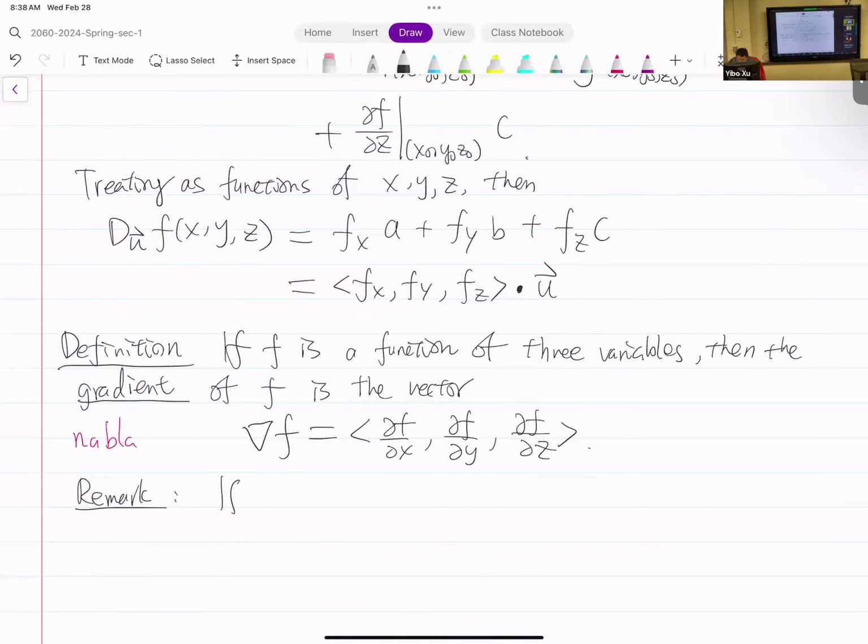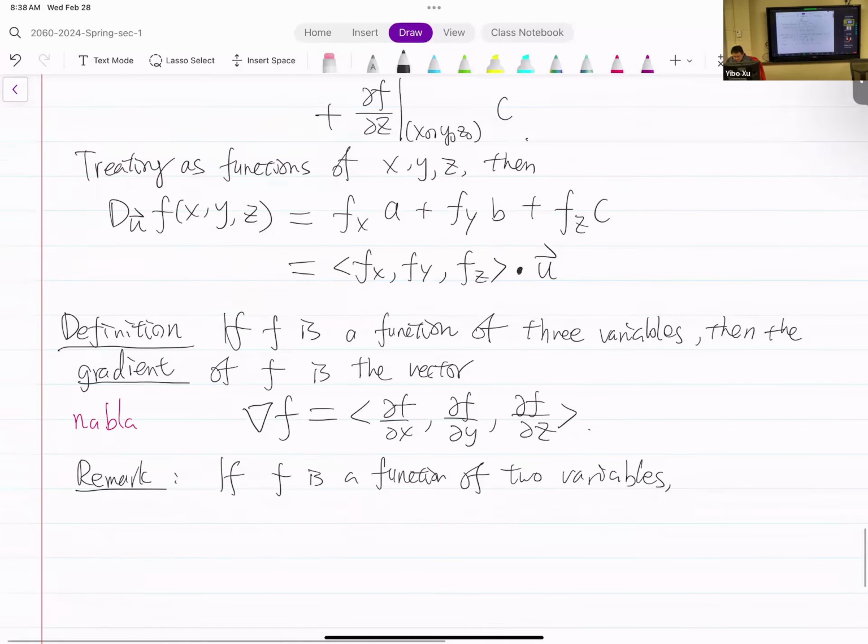Remark: if f is a function of two variables, then of course there will be two first order partial derivatives, right? You put it as a vector, then that will still be the gradient. Okay. Then nabla f is gonna be just, well, if I want to put it in terms of the standard basis, this is del f del x i plus del f del y j, right? And the same idea.